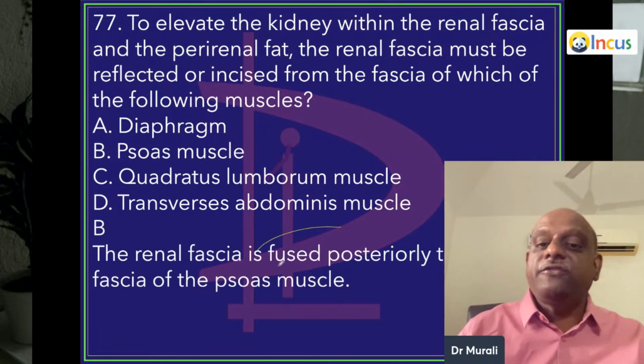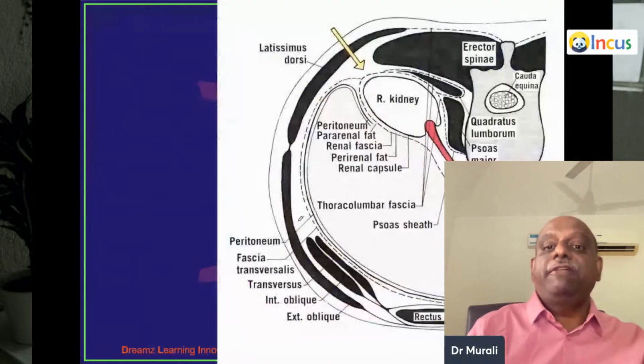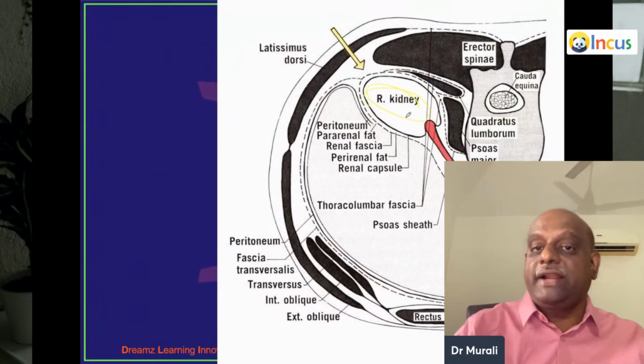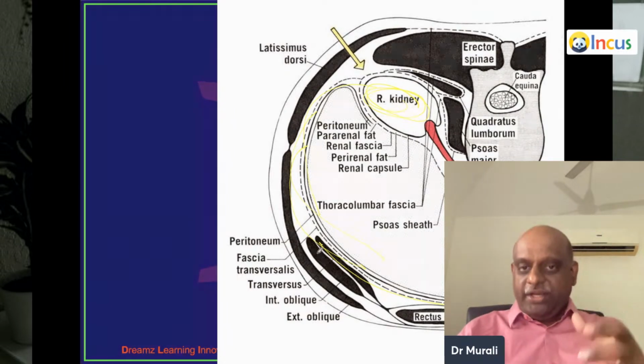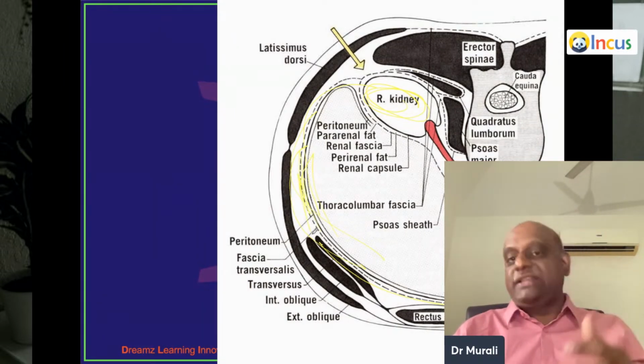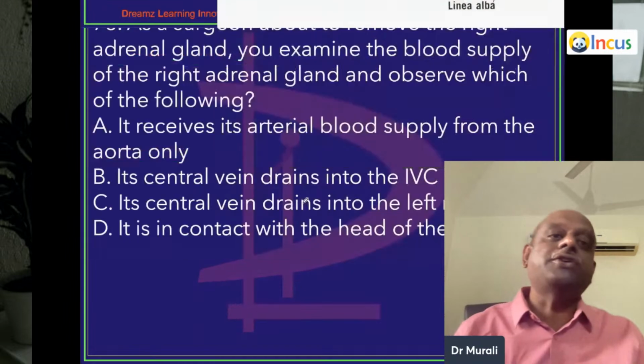So the renal fascia is fused posteriorly with the fascia of the psoas muscle. So this is the right kidney, renal fascia. Renal fascia and the psoas sheath, they both are fused with each other, is what you should remember.